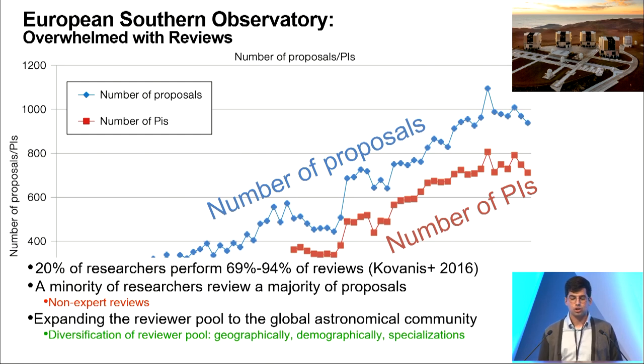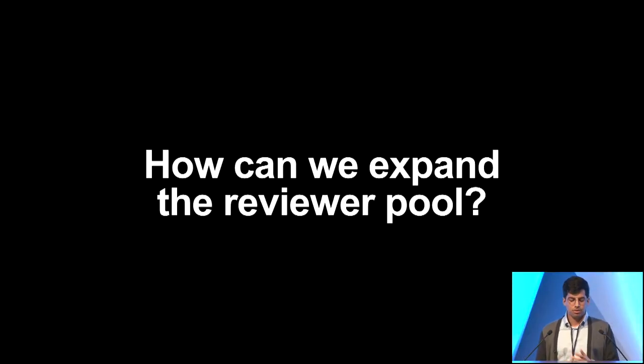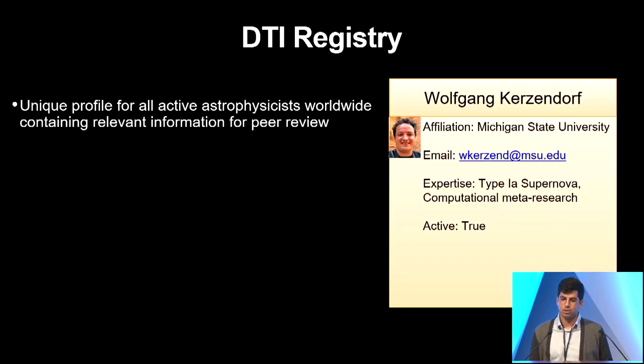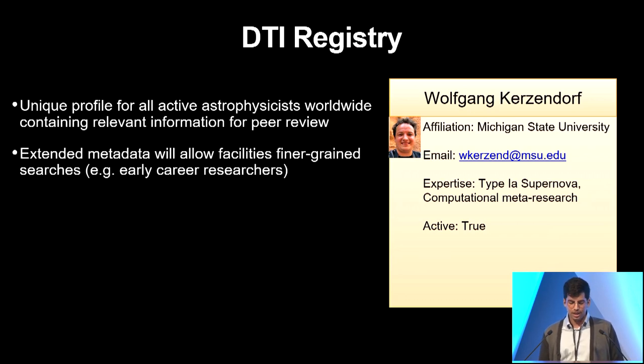If a minority of researchers review a majority of the proposals, this can cause non-expert reviews, as proposals are highly specialized. So we propose an expansion of the reviewer pool to the global astronomical community so that we can diversify the reviewer pool geographically, demographically, and across specializations. One of the biggest problems for observatories in finding reviewers is understanding who is a researcher in the field. The DTI registry will have a unique profile for all active astrophysicists worldwide, which will contain relevant information for their peer review. Here's an example profile of my advisor. There will be extended metadata, and this can allow a facility to have finer grained searches, for example, if they want to involve more early career researchers. And this will be transparent and open to the community.